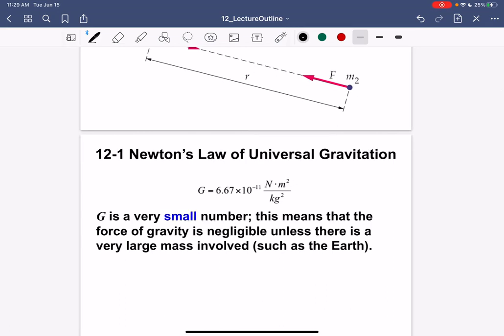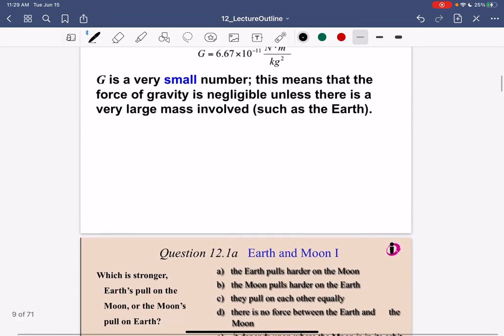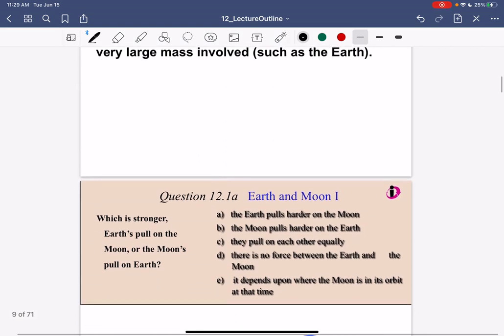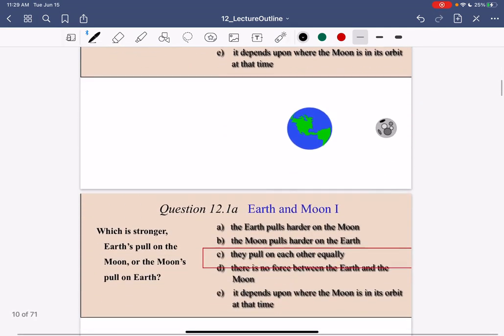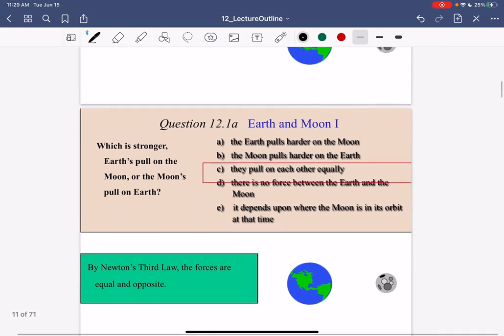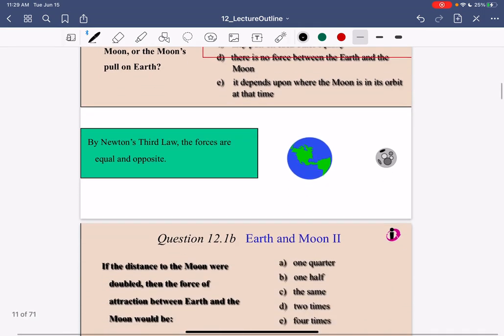G is a very small number. This means that the force of gravity is negligible unless there is a very large mass involved, such as the mass of the Earth, the mass of the Sun, or any of these astronomical objects. Which is stronger, the Earth's pull on the Moon or the Moon's pull on the Earth? Of course, they are both equal because these forces are a Newton's third law pair. The forces are equal in magnitude, opposite in direction.